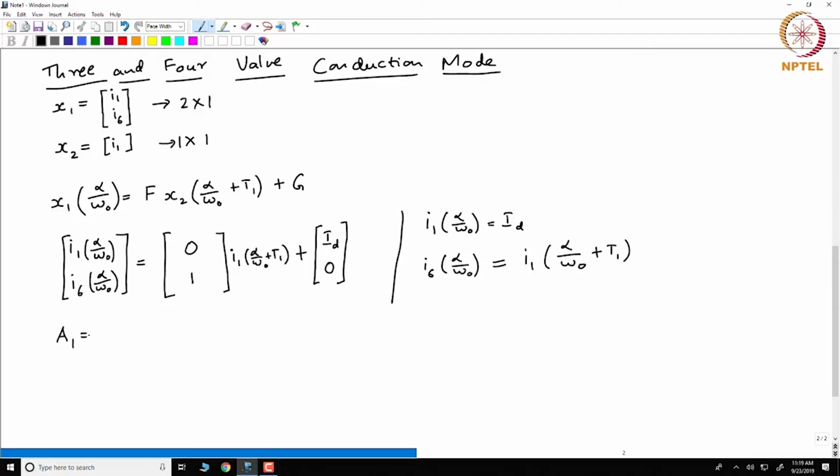What is A1? First of all, what is the size of A1? So it is of size 2 by 2. If it's difficult to say what is A1, what is U1? That may be easy.